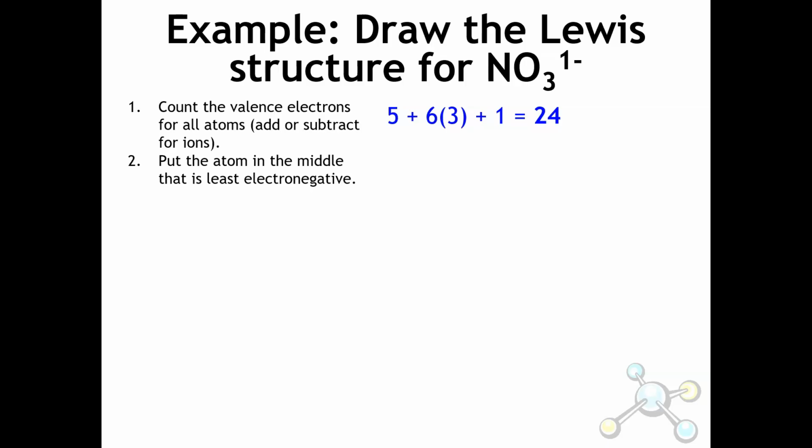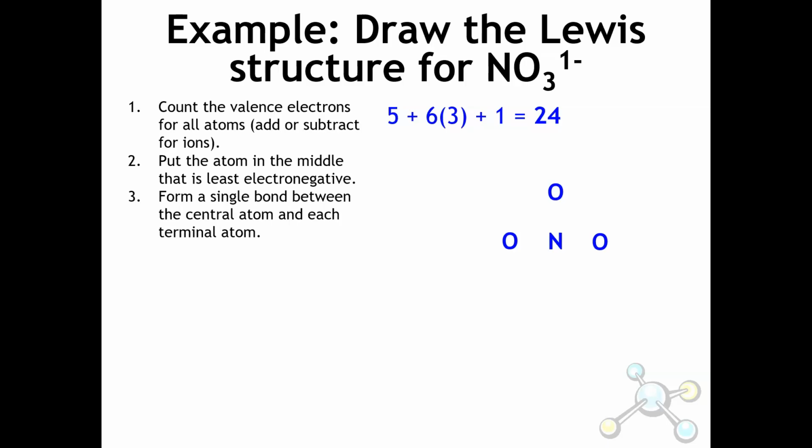Again, we'll put the atom in the middle that's least electronegative. In this case, nitrogen's definitely going in the middle because we have a lot of oxygens there. And then we're going to position those oxygens around it. We'll form our single bonds just like usual, and then satisfy the octets of the terminal atoms one at a time.